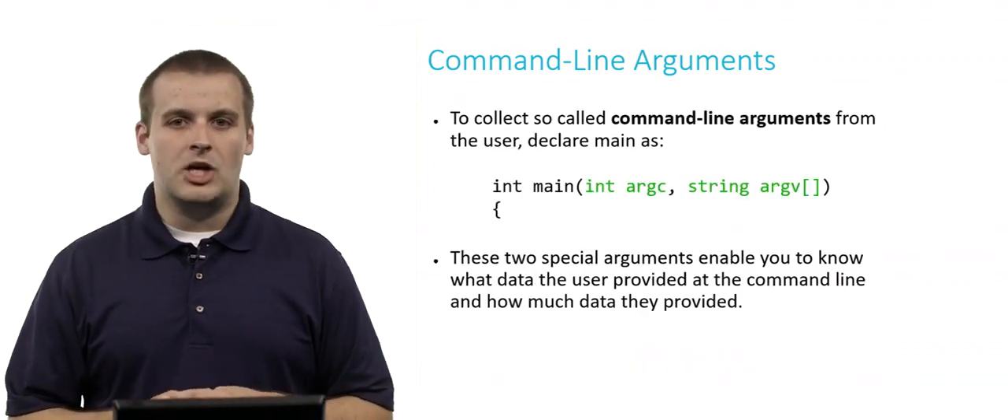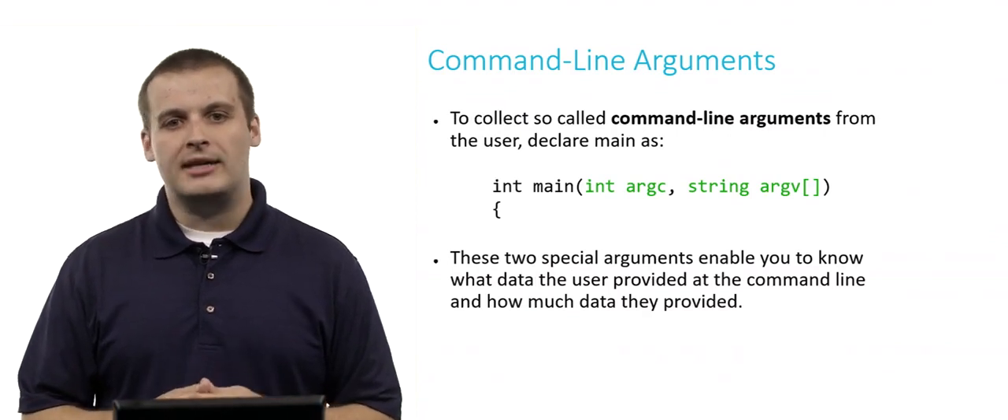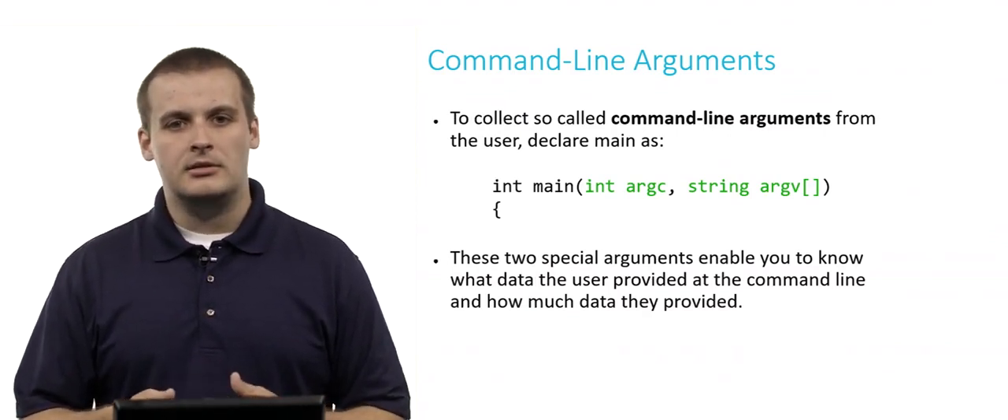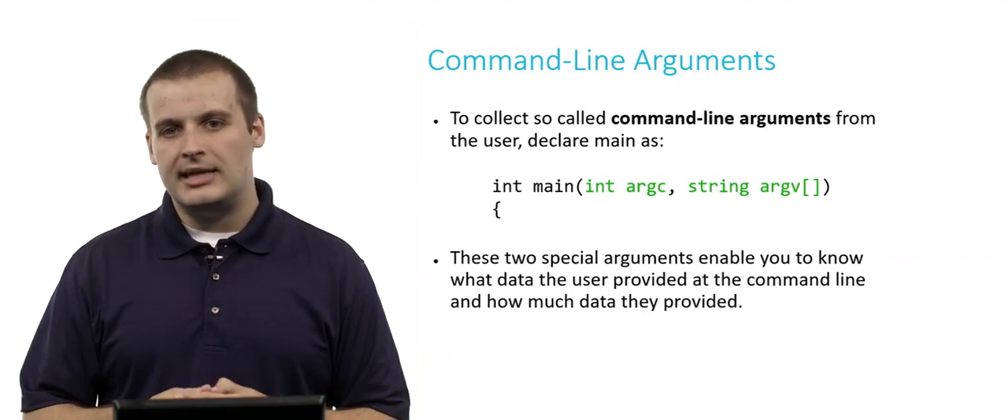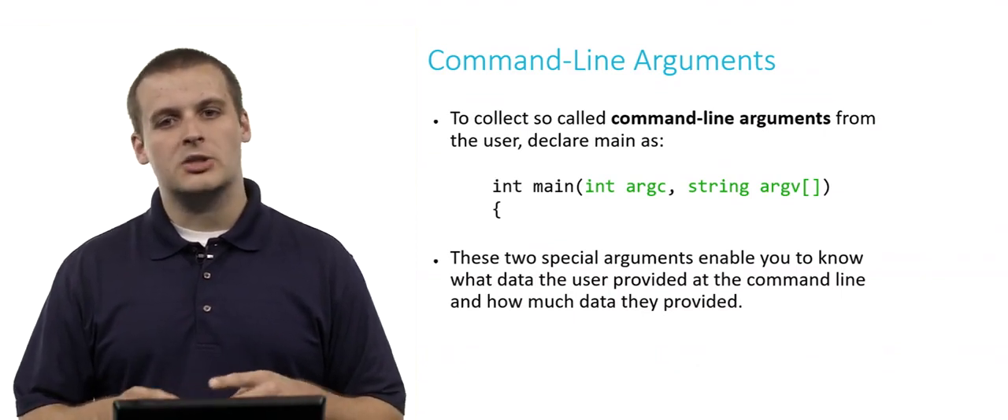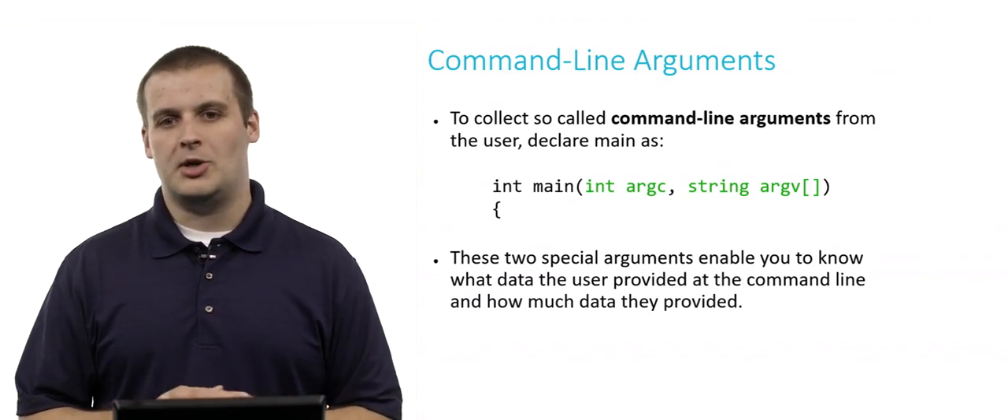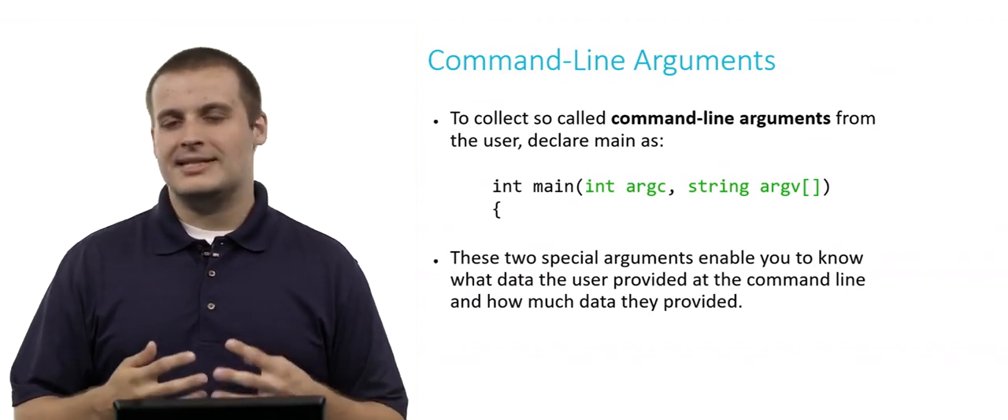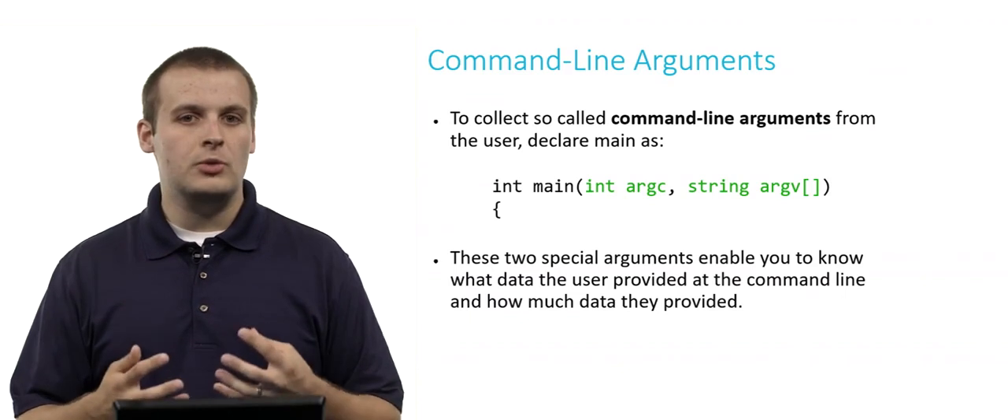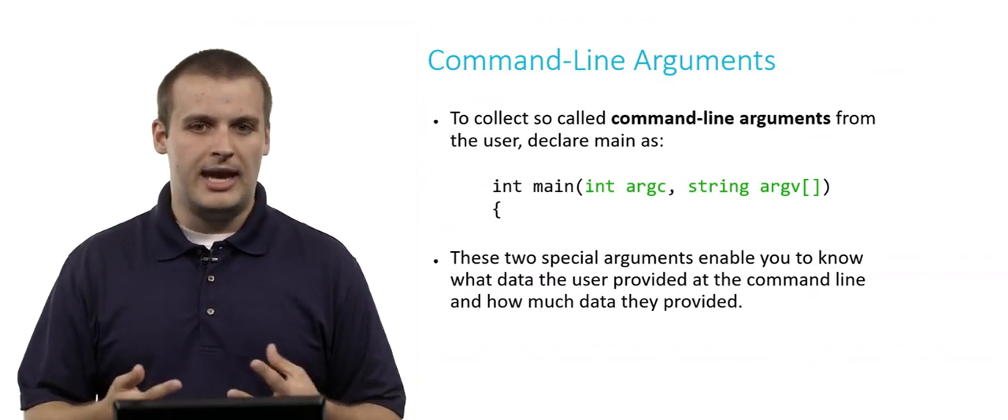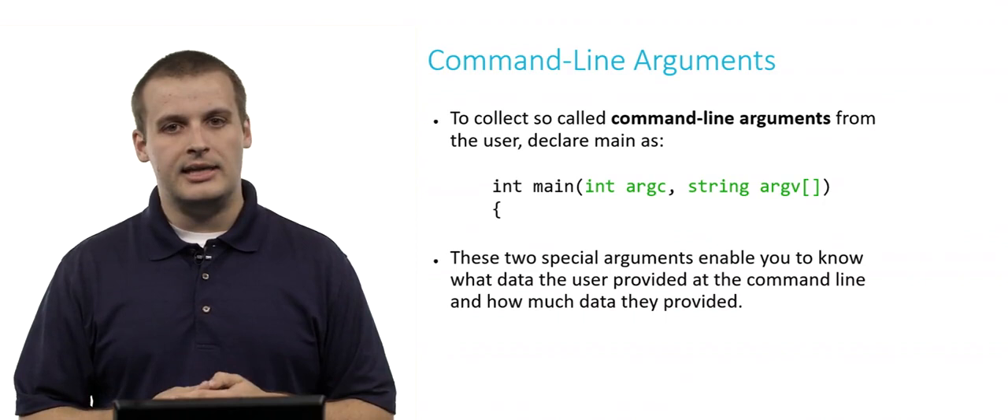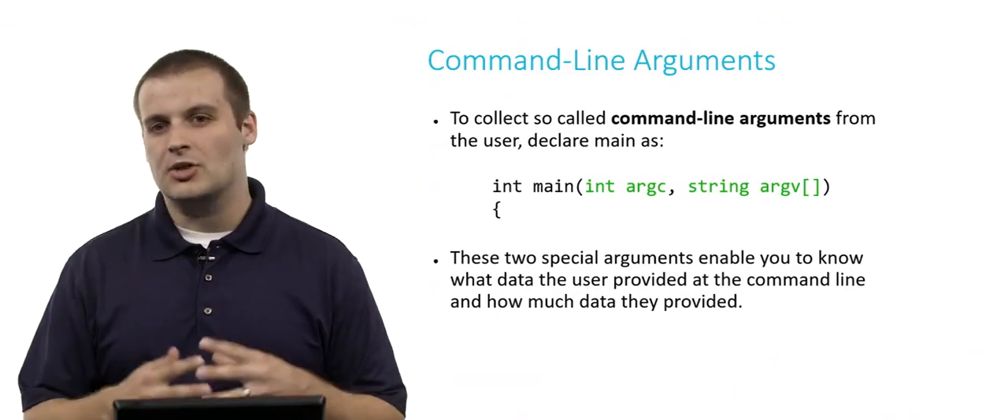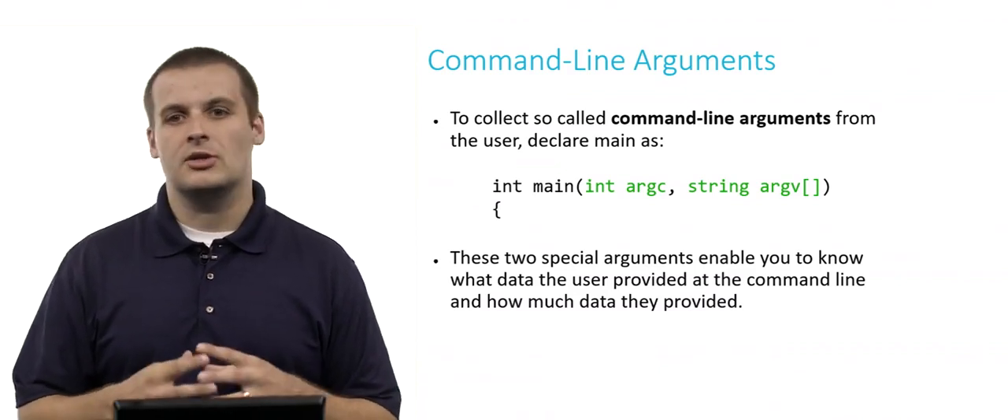To collect these command line arguments from the user, change your declaration of main to look like this: int main(int argc, string argv[]) and then an open curly brace. So what does that mean already? Well, we are passing in two parameters, or arguments, or inputs, to main. One, an integer called argc, and the other is what? It's an array of strings, right? We see that square bracket notation. It's not an individual string. It's an array of strings.